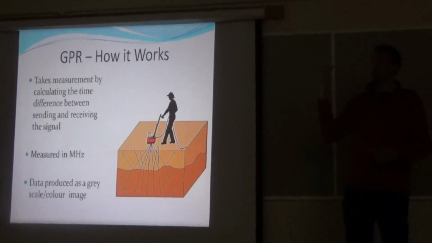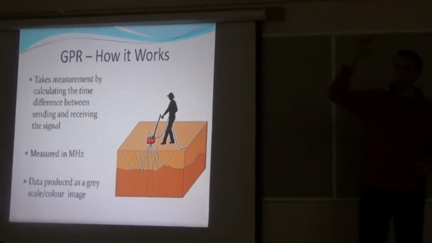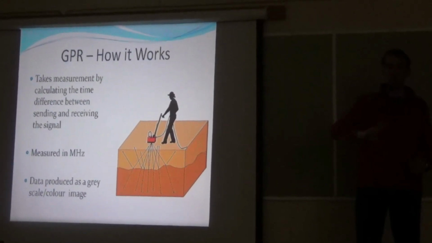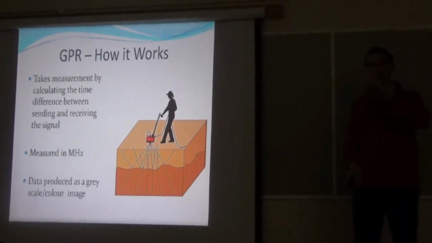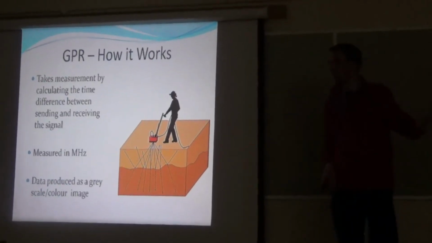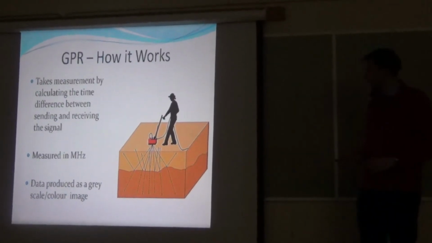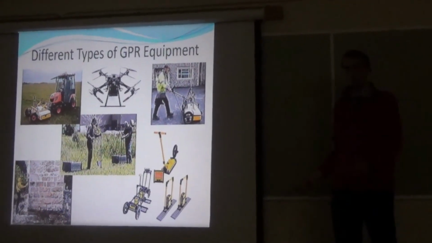You also get data in two types, so you get grayscale and colorized image. So you get what's called pseudo-sections, so if you think about slicing through a cake, you'll see the sponge and the jam and the cream and the sponge. But we'll also get horizontal slices, so it's like taking off the sponge as a layer and the jam as a layer.